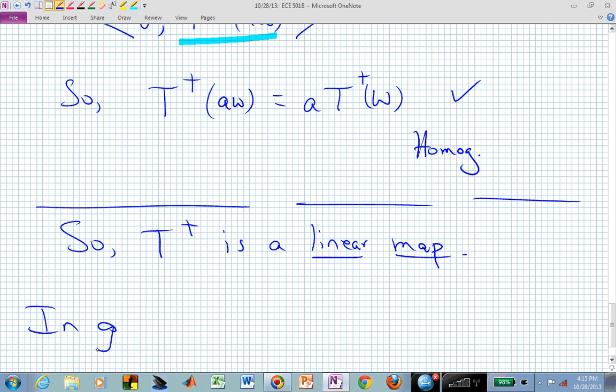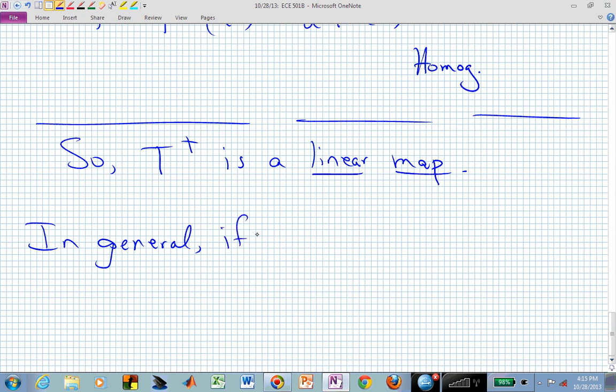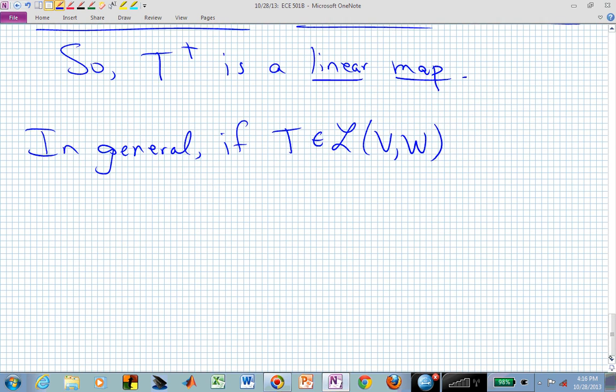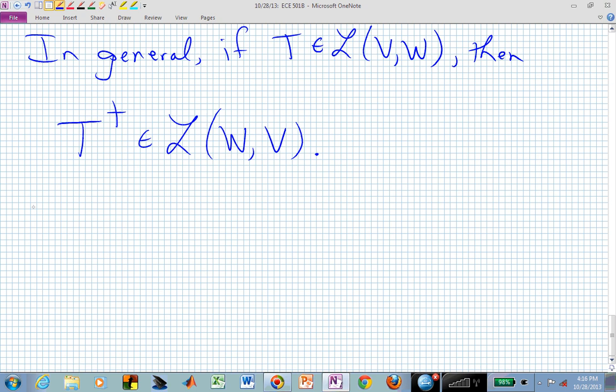So in general, if I have a linear map T, and V and W are not necessarily the same size, are they? Or they're not necessarily the same. These are maps, not yet operators. Then we've just shown that if we have the adjoint, that's now a linear map between W and V. And that's nice to know.